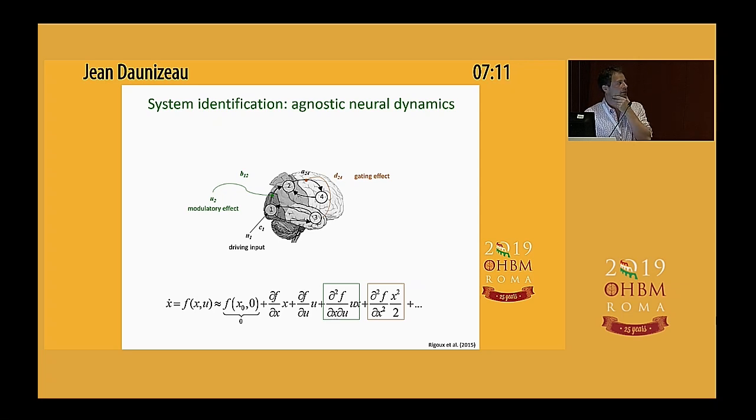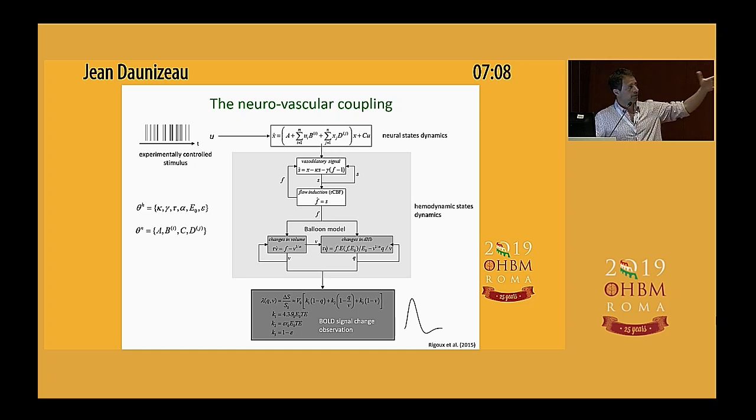Nothing fancy here. On top of that, you've got a balloon model that actually relates neural dynamics to the BOLD signal. So that's much more biophysically informed. I'm not going to go into that. Effectively, it looks complex, but what it does is it convolves the neural dynamics with an HRF that is weakly nonlinear. But it's phrased in terms of a dynamical system.